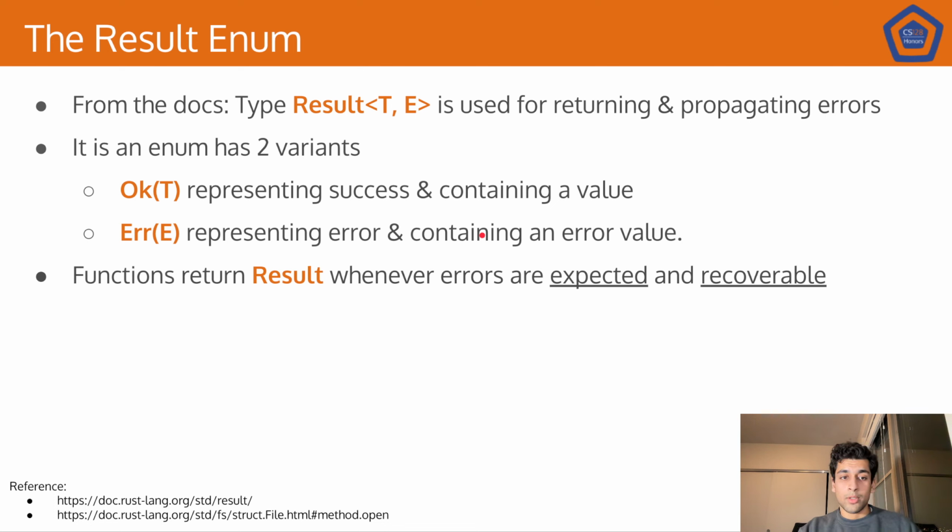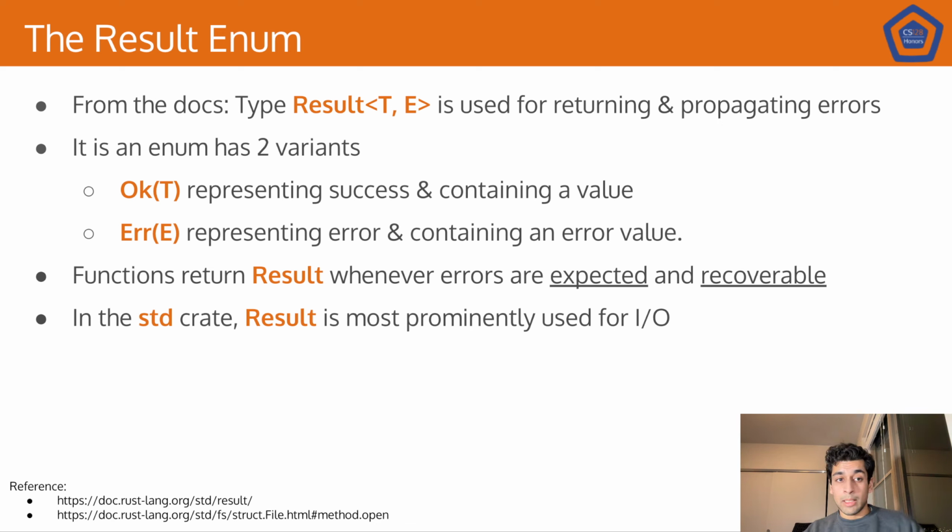Okay. So functions return a Result whenever errors are expected and recoverable. So if you have some type of function that can fail in some way, you'll want to use a Result type. And if you want to use that error somewhere else in your program, maybe print it out, maybe send it back up to some logger, you want it to be recoverable, so you return a Result rather than crashing your program.